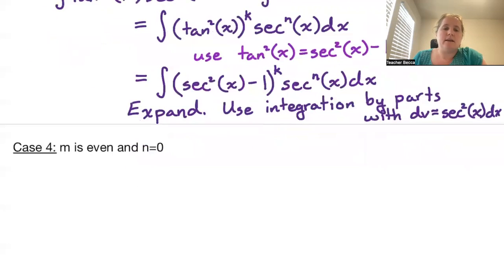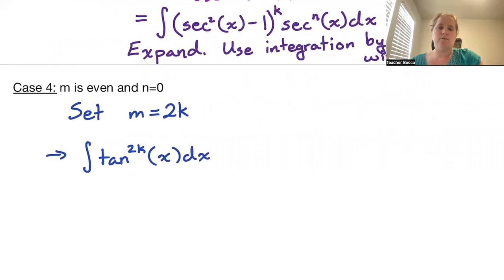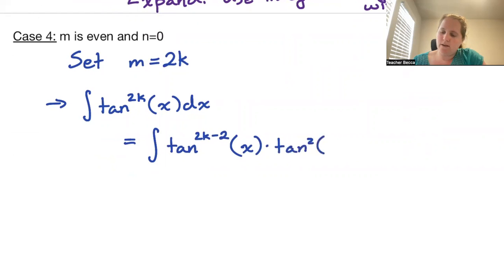Our last case is the case where m is even and n equals 0. So again, let's go ahead and set m equal to 2k. So we are looking at the integral of tangent to the 2k of x dx. There is no power on the secant here, or 0 power on the secant. What we are going to do is essentially peel off a secant squared, or a tan squared. So we are going to rewrite this as the integral of tangent to the 2k minus 2 of x times tangent squared of x dx.